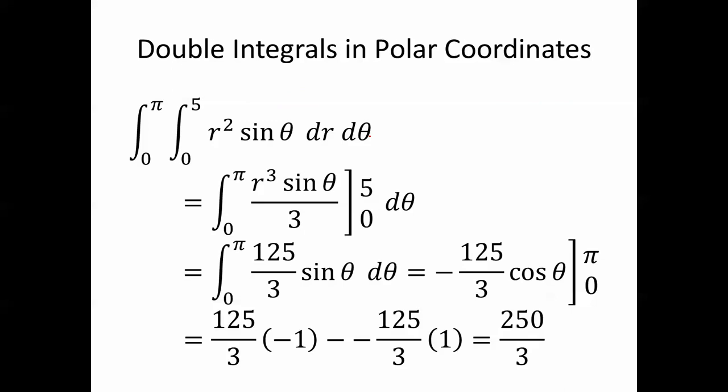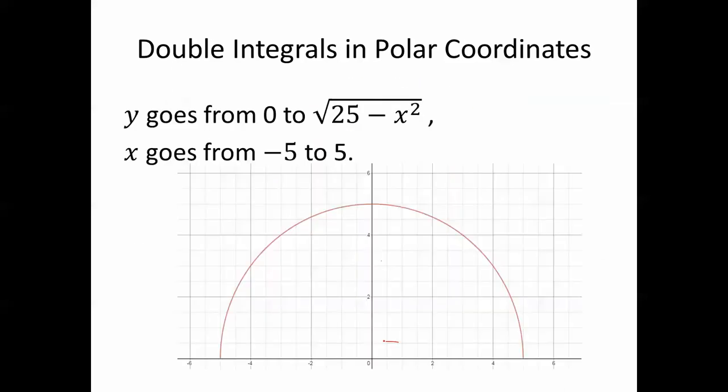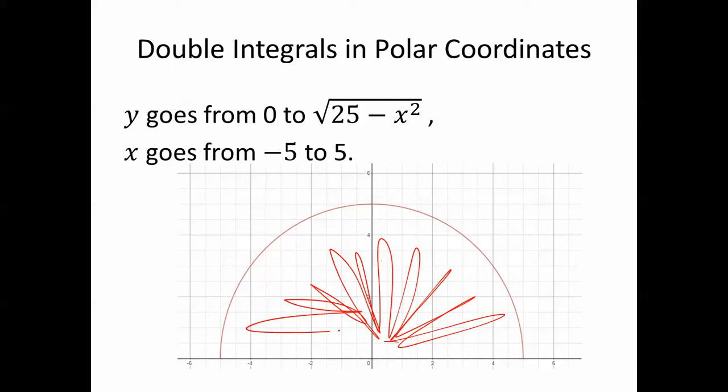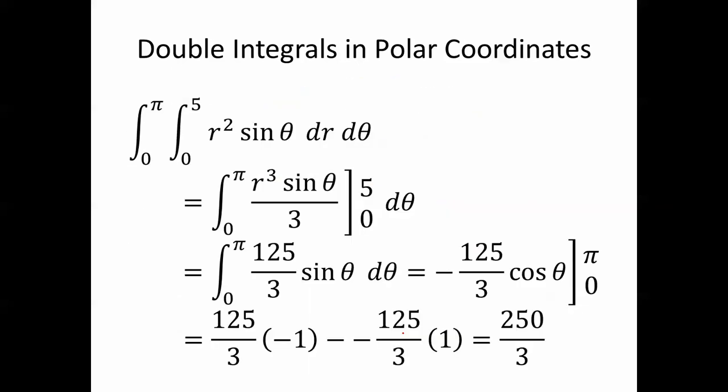Okay, so in this case, if we have a circle of radius 5 centered at the origin, it looks like r is going to go from 0 to 5, and theta goes from 0 to pi. So again, r goes from 0 to 5, theta goes from 0 to pi, and we have r squared sine theta dr d theta. Integrate with respect to r, we get r cubed sine theta over 3 from 0 to 5. Plug in 5 and 0, and we get 125 over 3 sine theta d theta. Integrate that with respect to theta, and we get negative 125 over 3 cosine theta from 0 to pi. So 125 thirds times negative 1 minus negative 125 thirds times 1. That all works out to be 250 over 3.